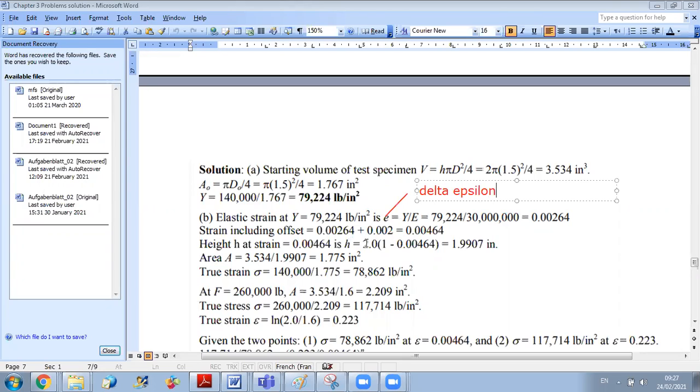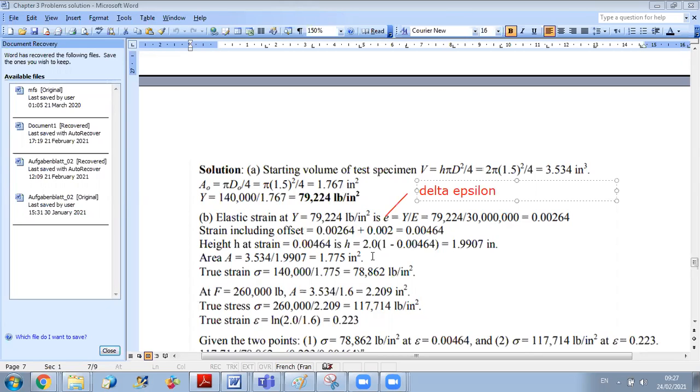Now, if they ask for an additional part, as we said, they want true strain with true stress values, and we will see that they will be very close. Here they found the new height at the strain. Now we have the initial height.